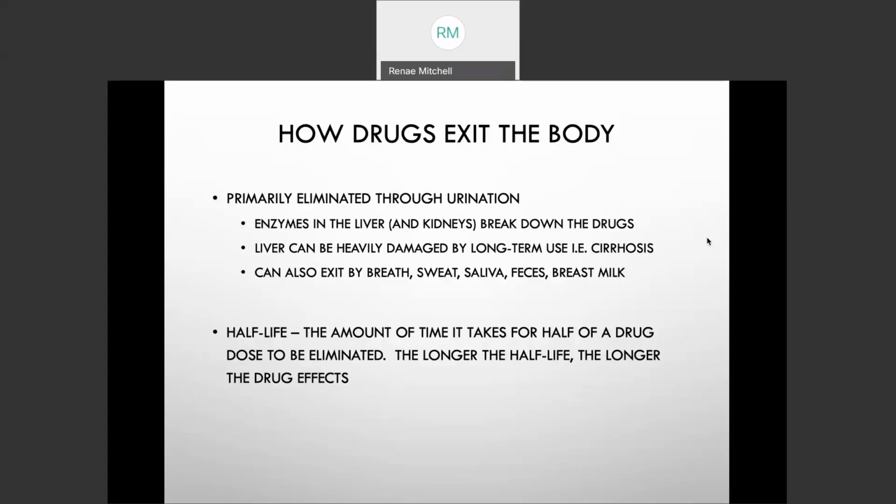Relevant to the elimination of drugs is its half-life. So the amount of time it takes for one half of the drug to be eliminated from the body. Generally, the longer it takes the drug to leave the body, the longer the drug affects the person. So the longer the half-life, the longer the person's going to experience effects of the drug.